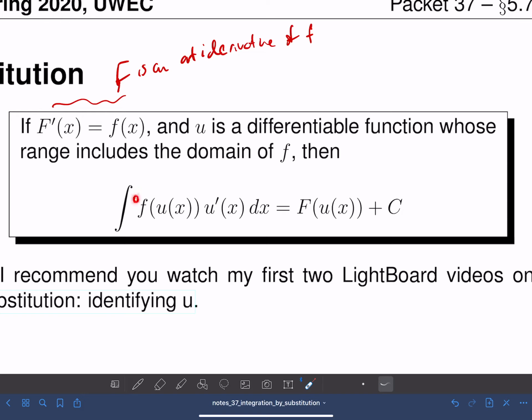And a way of seeing that is because I would have capital F prime, because capital F prime is the same as little f, right? It's just the chain rule.